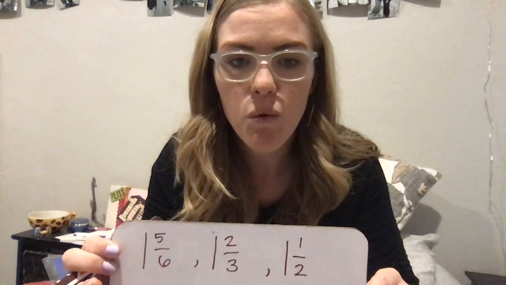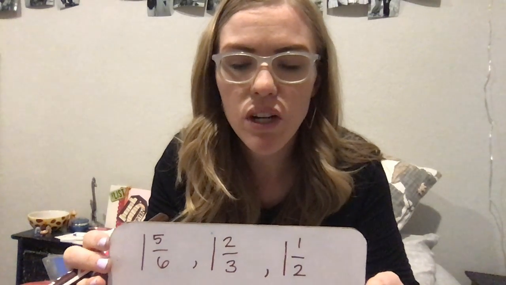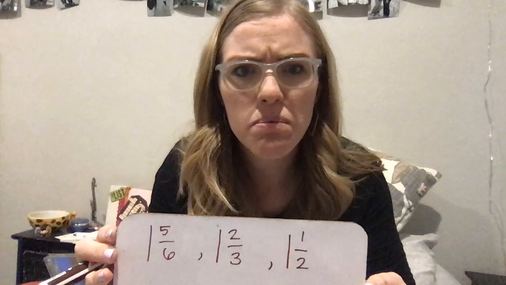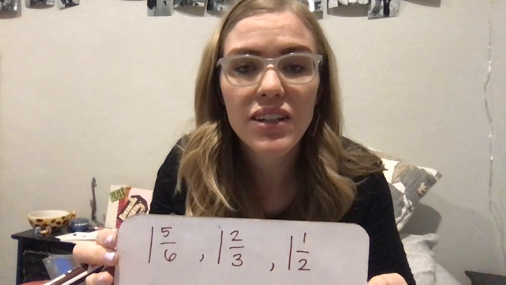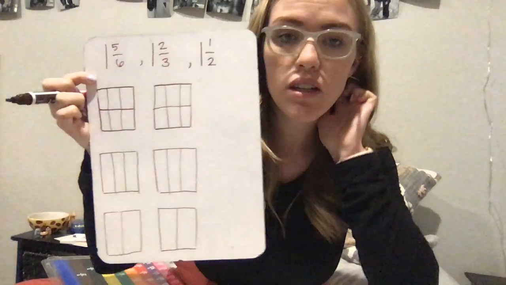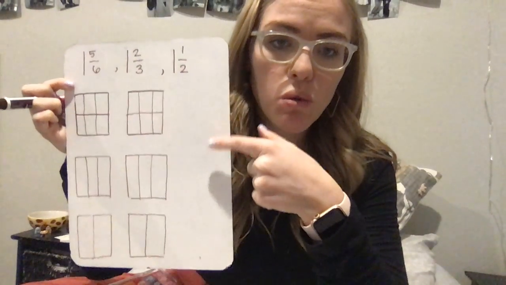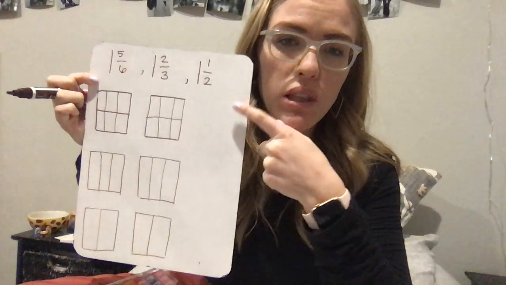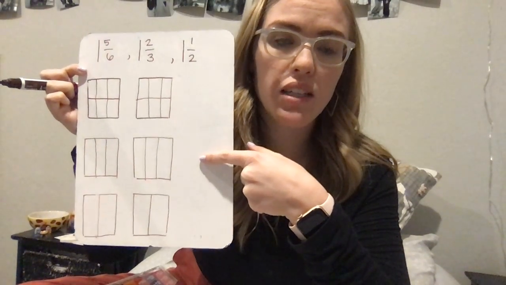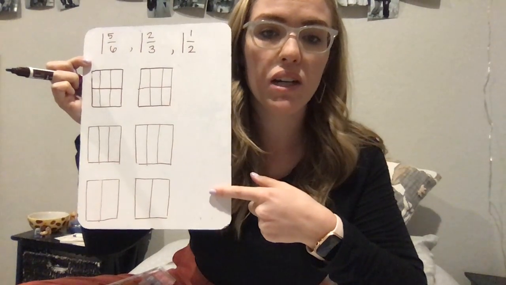So what we're going to start off with is 1 5/6, 1 2/3, and 1 1/2. We're going to compare them to see what order they go in. So I drew some models. Each one has 2 wholes in it, but the top one I split into sixths, the middle one I split into thirds, and the bottom one I split into halves.